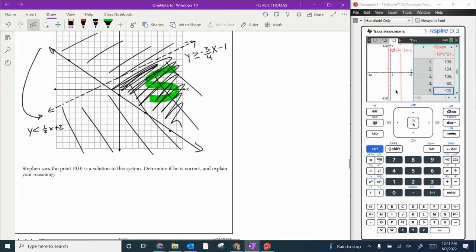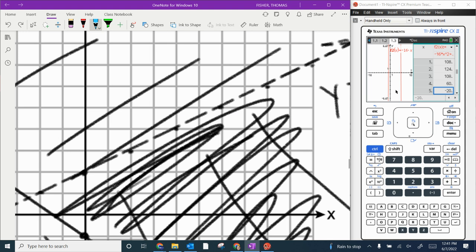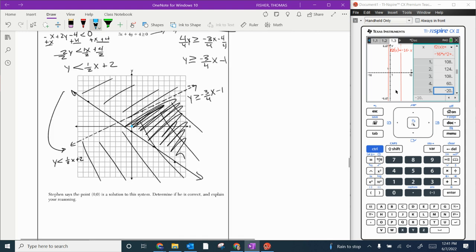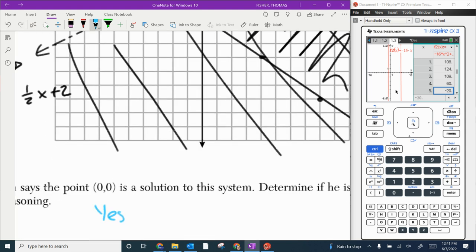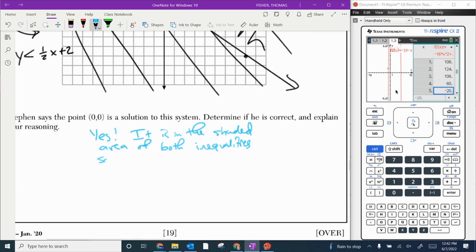And let's move on. Steven says 0, 0 is a solution. Is he correct? Absolutely, he's correct. He found a point right here in the double shaded area. So yes, it is. Good job. I'll make it blue right here. So yes, it is in the shaded area of both inequalities. So therefore, it's a solution to the system.